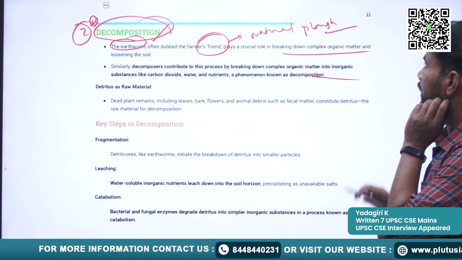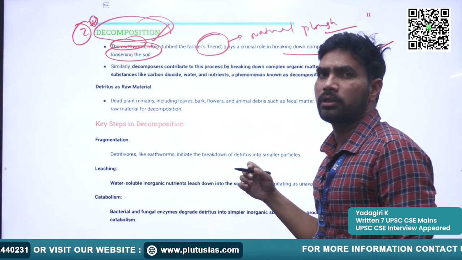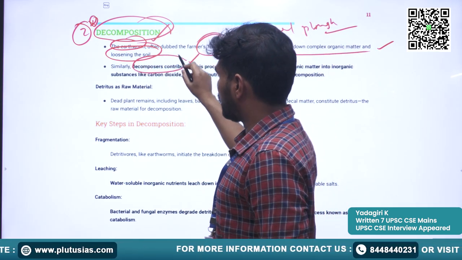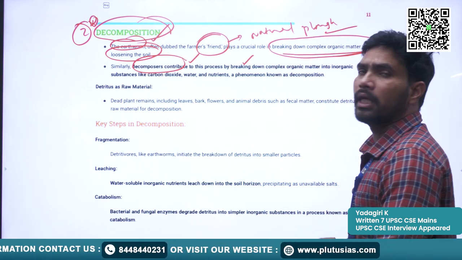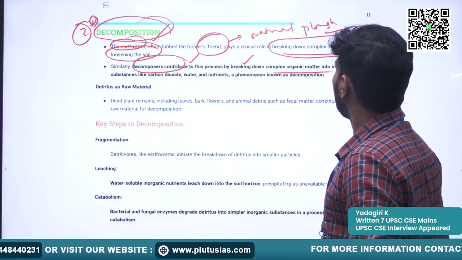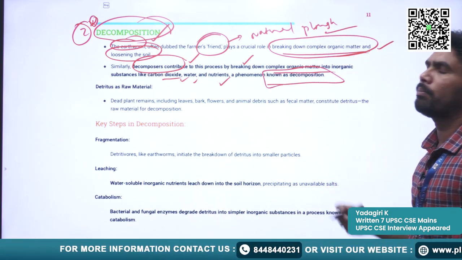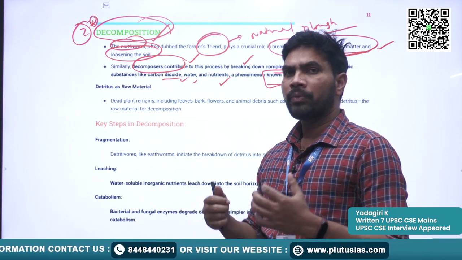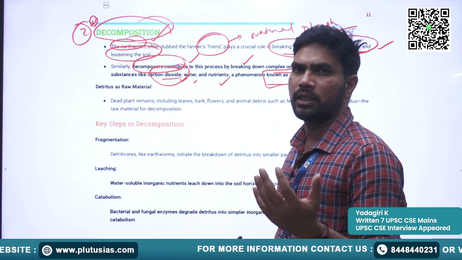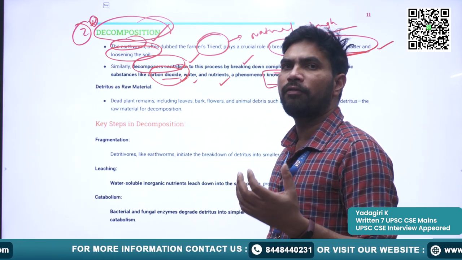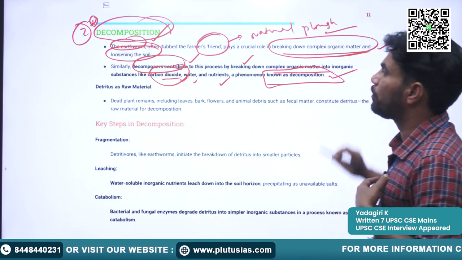It plays a crucial role in breaking down complex organic matter and loosening the soil. This is one of the important examples in decomposition. Decomposers like earthworms contribute to this process. What process? The breaking down of complex organic matter into inorganic substances like carbon dioxide, water, and nutrients, a phenomenon known as decomposition. So when complex organic matter is decomposed into simple inorganic components like carbon dioxide, water, and nutrients such as sulfur, iron, and phosphorus, it is known as decomposition.